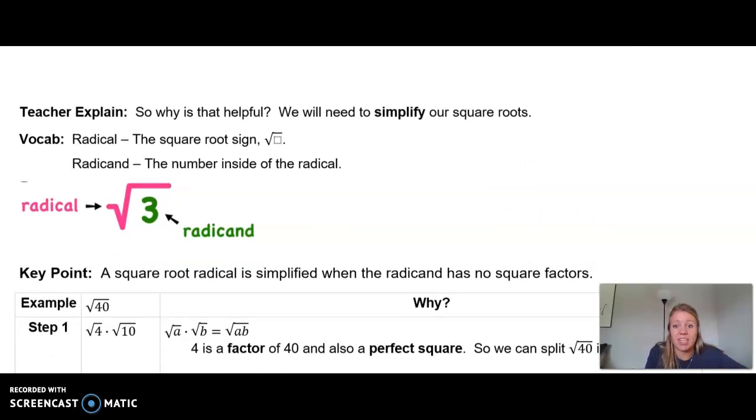So why is this super helpful? Well, a lot of times we're going to need to simplify our square roots, meaning we don't want these big numbers underneath. We want those numbers to be the smallest that they can be.